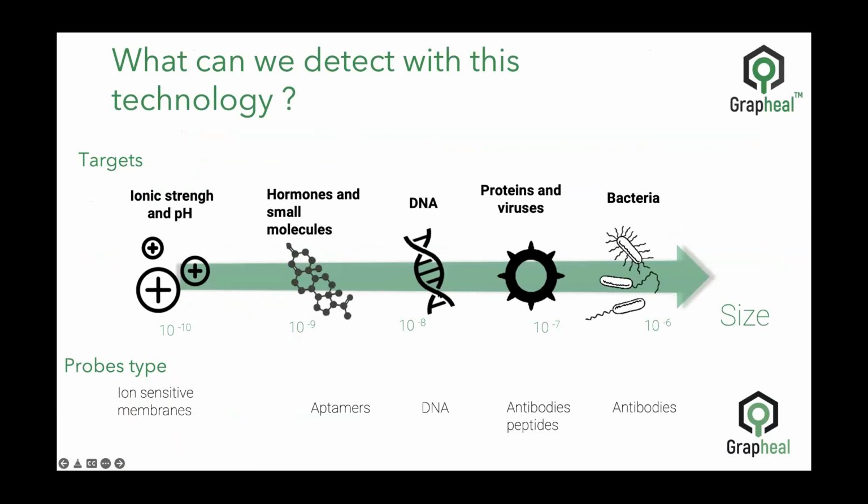The most important part is the functionalization of the layers. It can be ionic potential, pH. It can be small molecules such as hormones, DNA hybridization for genomics, protein and viruses, and even bacteria, on a very wide range, depending on what you put as a probe type on the surface.